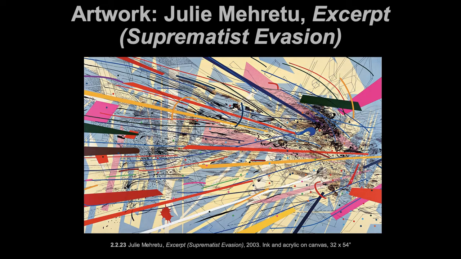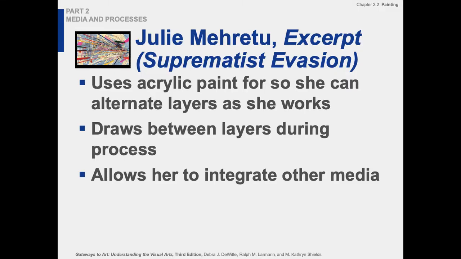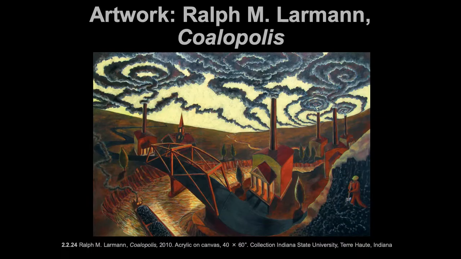This piece here, she layered layers of paint one on top of the other. That's easier to do with acrylic paint than oil because oil dries slowly. Acrylic paint dries quicker, if that makes sense. So that is part of its versatility or usefulness. She draws between the layers and she uses other media.